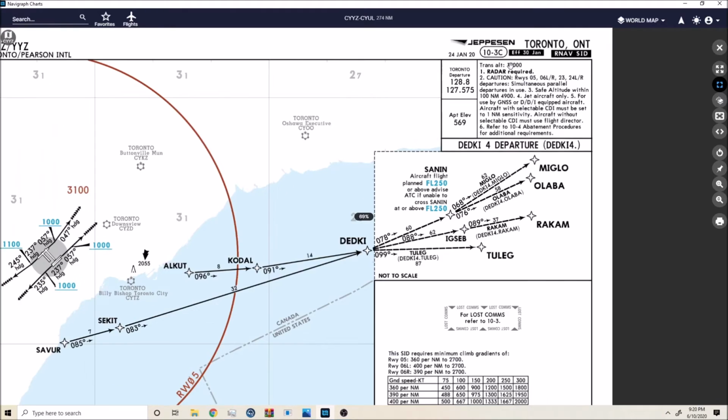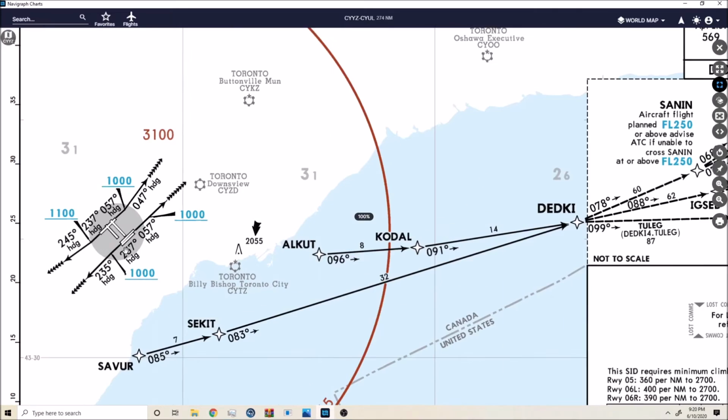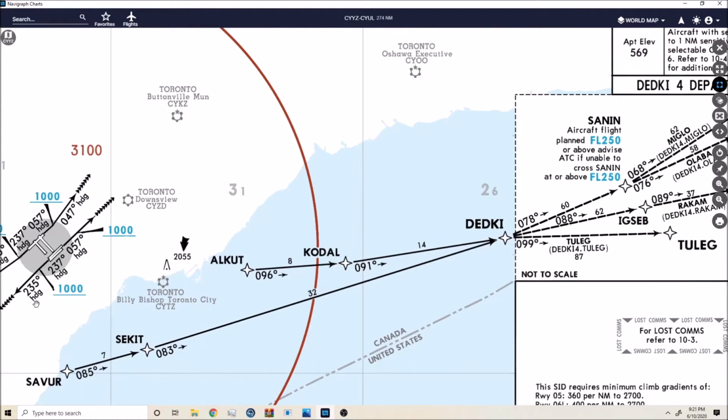Toronto, Ontario. The effective date, which is out of date, but it's a sim, so that's fine. But you always want to make sure the effective date is obviously within your time, so you're not going illegal. It gives you transition altitudes. This is where you transition from the altimeter setting that ATC is giving you to standard, 29.92. Radar required. Caution, runways 05, 06 left, 23, 24 left and right. Simultaneous parallel departures, which pretty much means you're going to be taking off and landing from these two here and that one there. They're pretty close by.